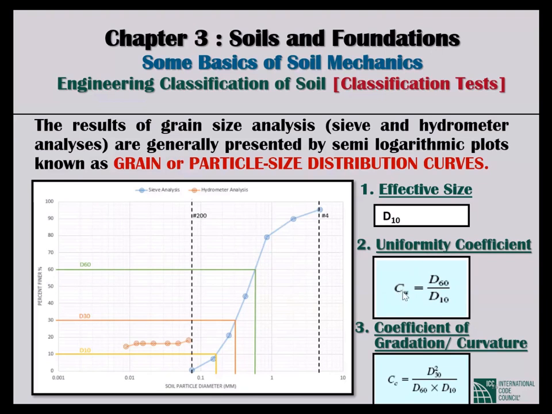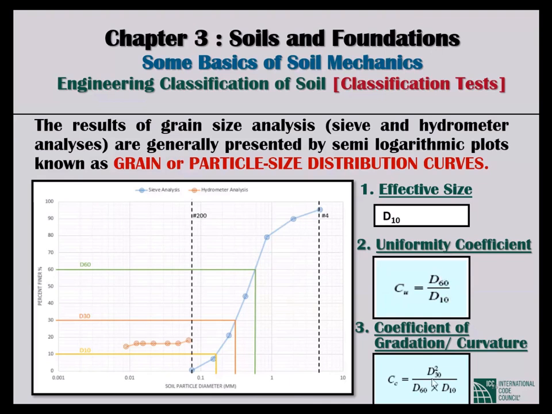Cu, we call it uniformity coefficient. It is equal to D60 by D10. The higher the value, the more spread the curve is. For example, the curve could be like this, or it could be like this. Whenever all sizes of particles are present in a soil mass, we usually consider that a well-graded soil, because that is a better material for the foundation to support. Could you get my point?